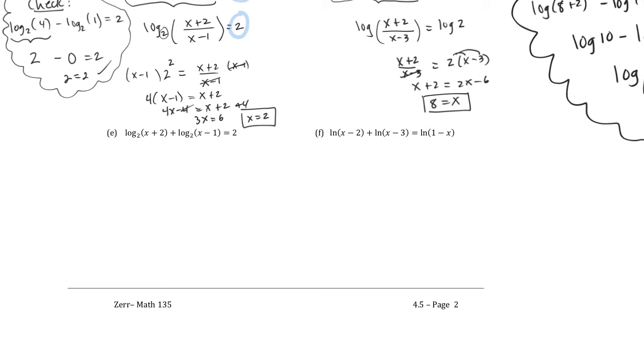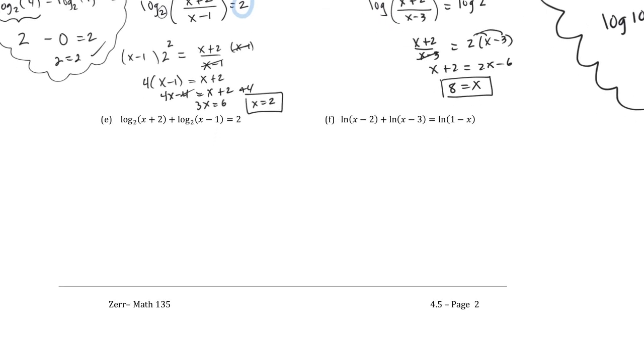All right, let's do a couple more examples. So here I've got addition of logarithms. We'll go ahead and combine that as multiplication of those two arguments. Now I have a constant term, so that means I'm going to rewrite it in exponential form. I take my base of 2 to the second power is equal to the argument. And we'll go ahead and distribute that out.